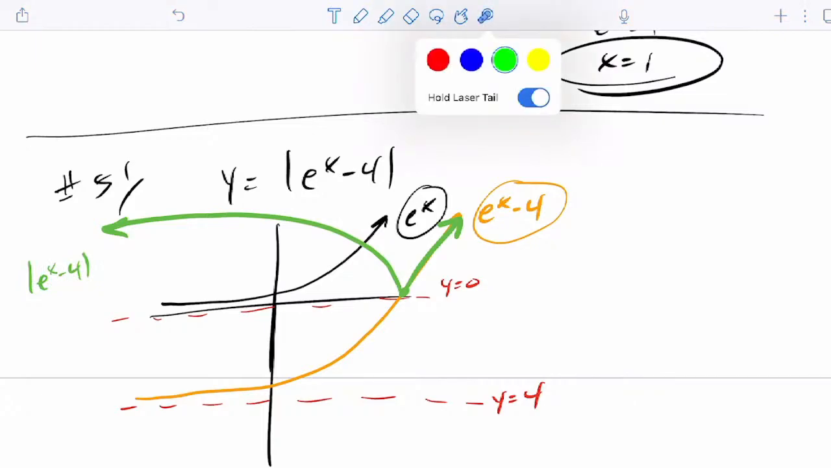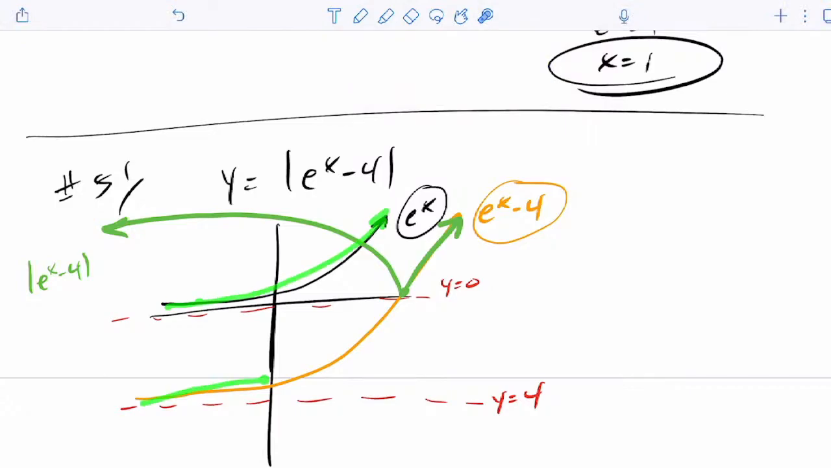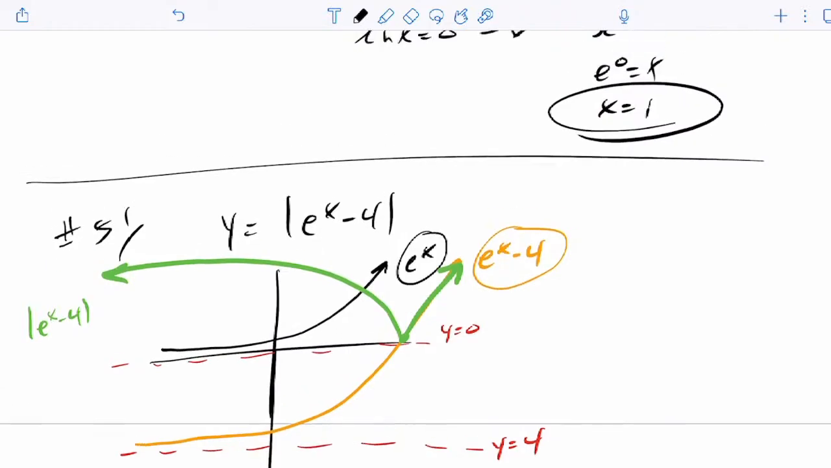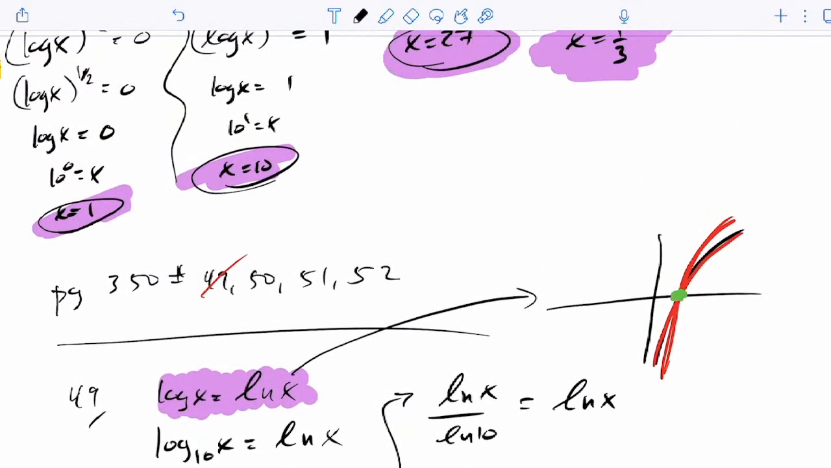So you have your e to the x, then you have it shifted 4 units down, then everything below, which is everything here, gets reflected up to the top, and you've got your absolute value of e to the x minus 4. Okay, so there's 51.